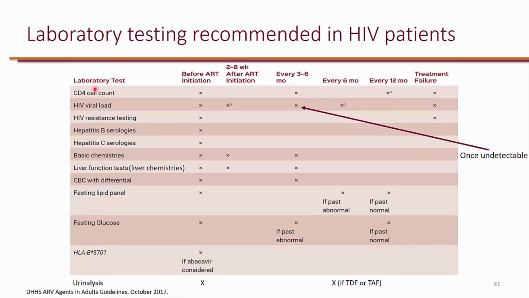One thing that's important, once you start treatment, you want to check CD4 counts every 3 to 6 months, and then eventually every 12 months. With the viral load, you do it every 3 to 6 months, only after they become undetectable. Until they become undetectable, you're not going to wait 3 months. So you should do it every 2 to 8 weeks until they're undetectable. Once they're undetectable, then you do every 3 to 6 months, and then as they maintain suppressed viral loads, you go back to every 6 months.